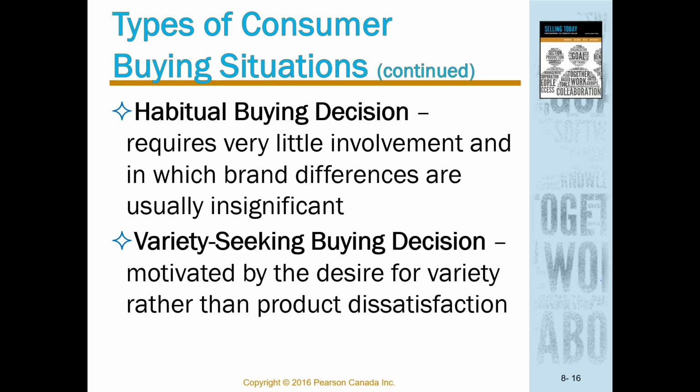Habitual buying decisions require very little involvement, in which brand differences are usually insignificant. In other words, if you buy products like eggs, let's say, or stuff you buy every day, sometimes you're not even going to look at the brand. Variety-seeking buying decisions are motivated by the desire for variety rather than product dissatisfaction.